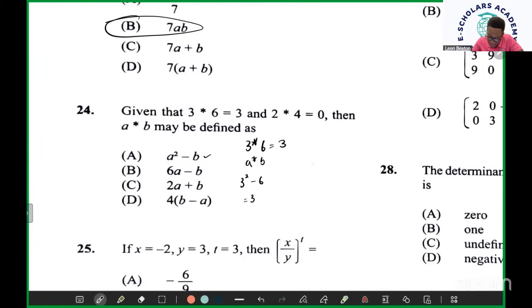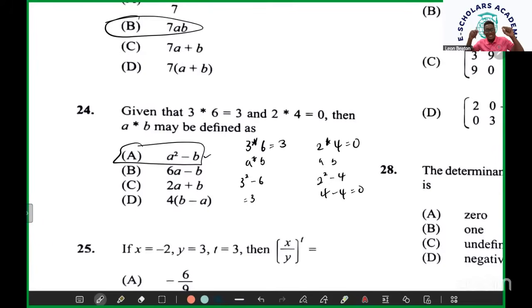So let me try the 2 star 4 is equal to 0 now. So a squared minus b, 2 squared minus 4. Yeah, 2 squared is 4. 4 minus 4 is 0. So we skipped all the way to C, and the answer was right at A, right?